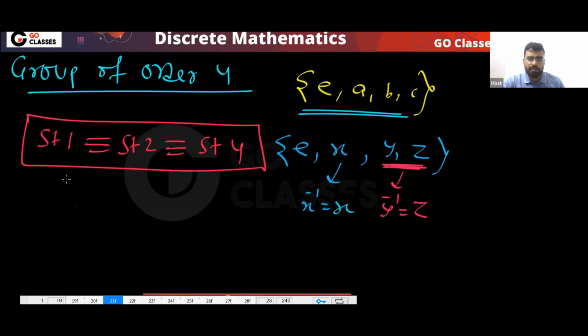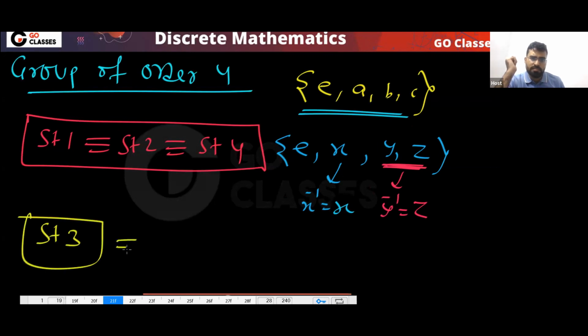Okay, very simple. See, structure 1, structure 2, structure 4. These are isomorphic because one element is inverse of itself. The remaining two elements are inverse of each other. And there is structure 3.